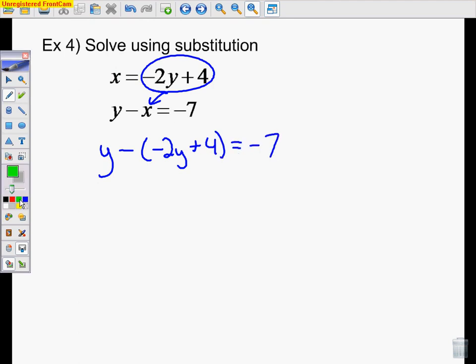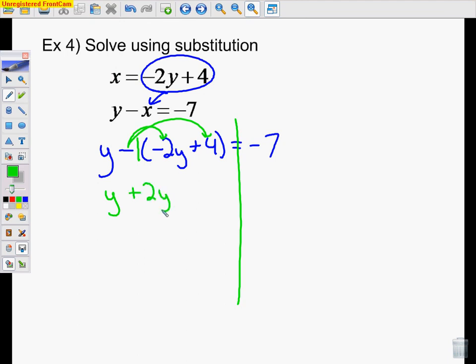Now, is there anything that we need to distribute on this problem? Yes. The number out in front of the parentheses this time is a negative 1. So that's the number that you need to distribute. So on the left, we drop down our y. Negative 1 times negative 2y is positive 2y. Negative 1 times 4 is negative 4. And that equals negative 7. Simplify by combining like terms, we get 3y minus 4 equals negative 7.